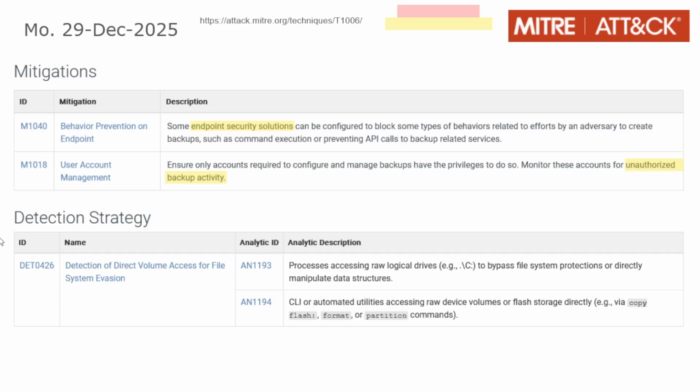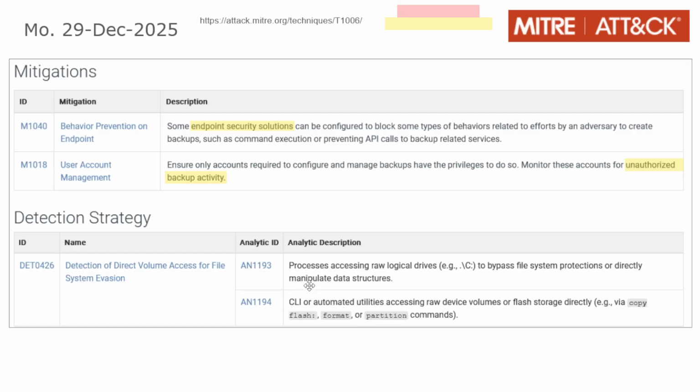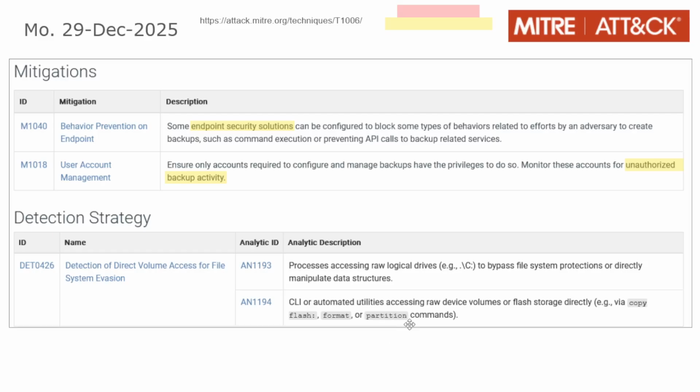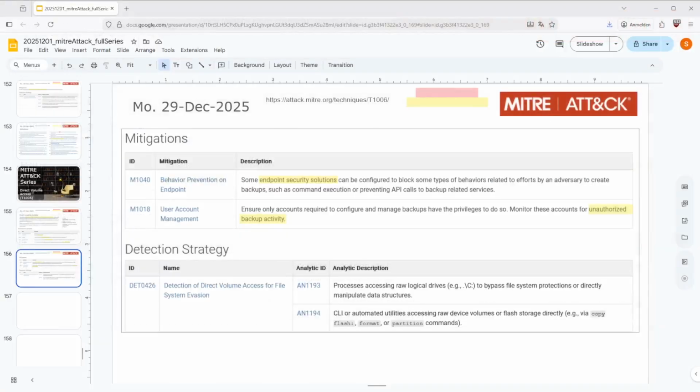Then detection strategy. What probably they want to just detect some commands and process accessing raw logical drives. Yes, like the C drive to bypass file system. It's interesting to know how to detect that in detail, but yeah, that's an idea. And CLI, or automate utilities accessing raw device volumes of flash storage via copy flash format or partition commands. Yeah, interesting. So there's not much I can say to that except, yeah, detect that.